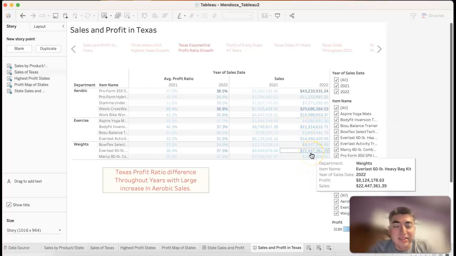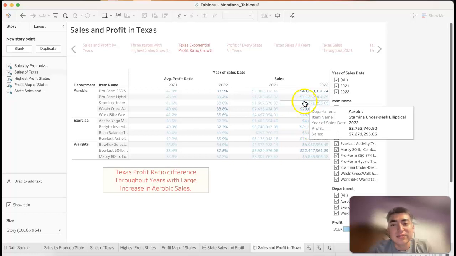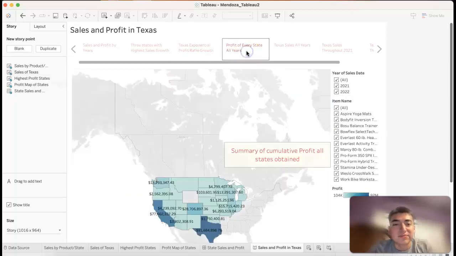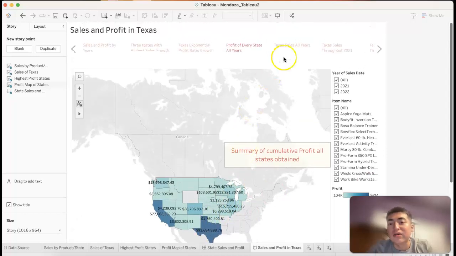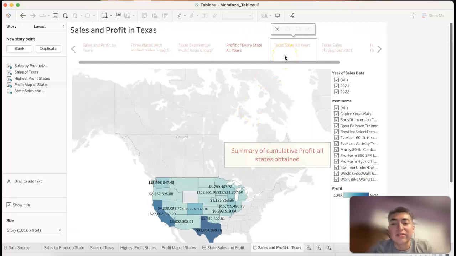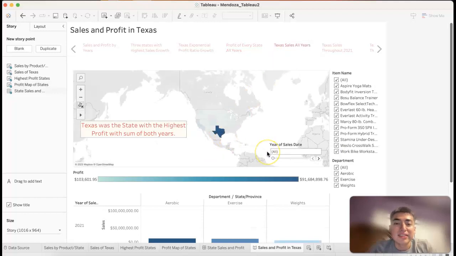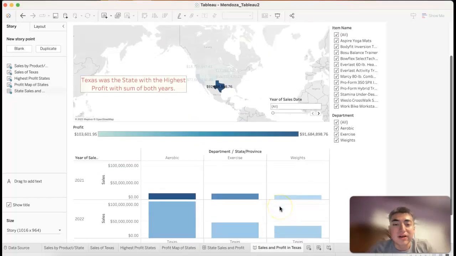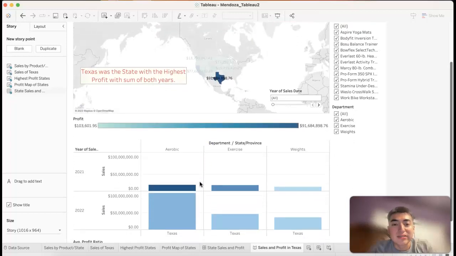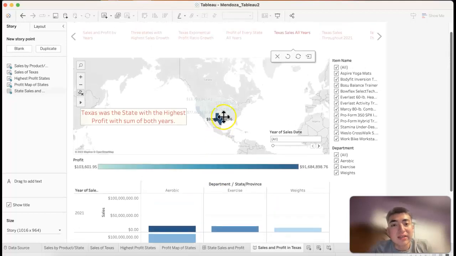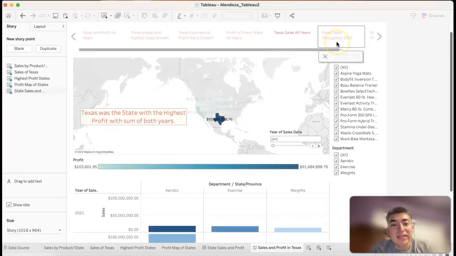We can see that they did fairly well in weights and exercise. Texas had their mainstay in the aerobic section. And like I said, I want to show the cumulative growth in each state all throughout just to get a good comparison of Texas and the aerobic section and how they were doing compared to the other states. And I want to look at Texas through all the years. So right here we can see that they were doing fairly well through 2021 to 2022, and they had high profitability compared to most of the states out here.